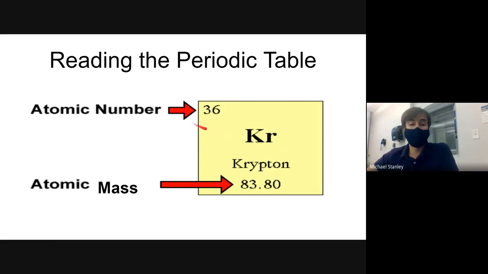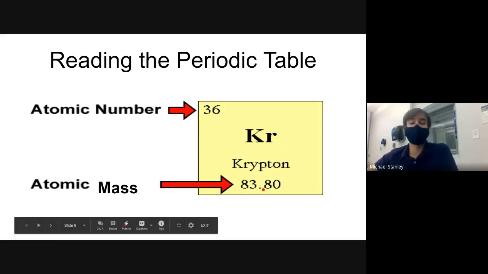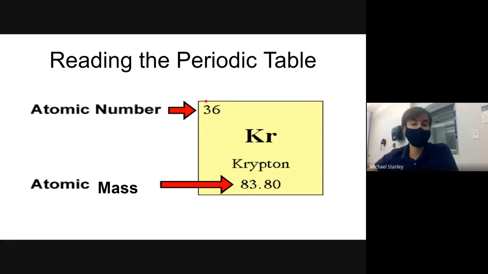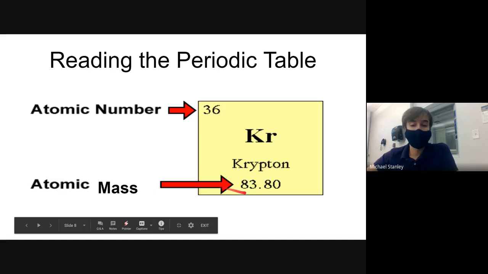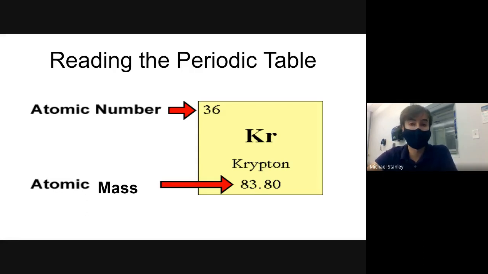The next pieces of information are these 2 numbers in the box. There's usually a smaller number at the top of the box. This is called the atomic number. And then there is a larger number at the bottom of the box. And this is called the atomic mass, or sometimes it's called the atomic weight also. So we're going to talk about what each one of these numbers means, as well as what it tells us about the different particles in our atoms, the protons, neutrons, and electrons in our atom.